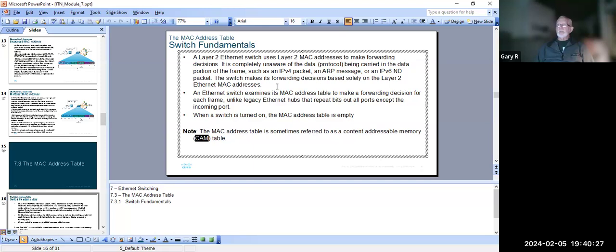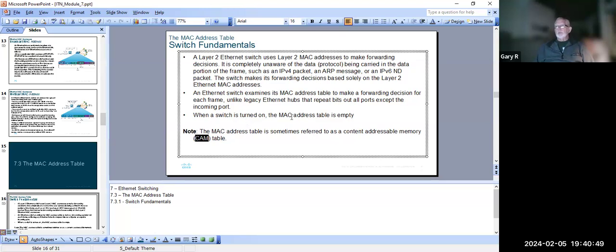And therefore, at that point, it can't know which port it should go out, and it sends it out all other ports, except for the one it came in on. So what we see here is that a broadcast address and an unknown address are treated the same, okay?